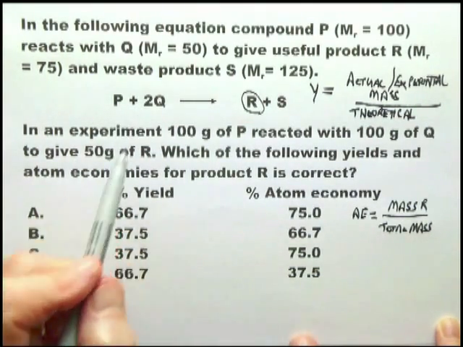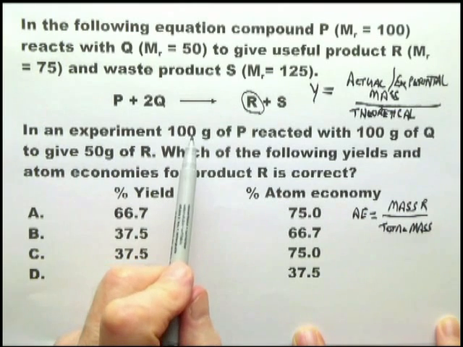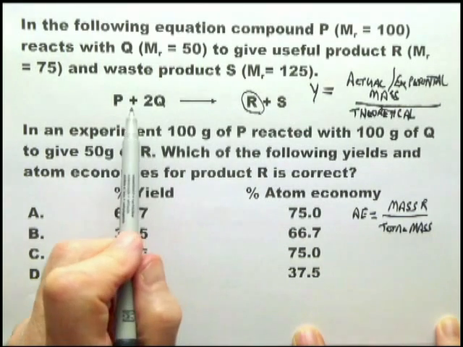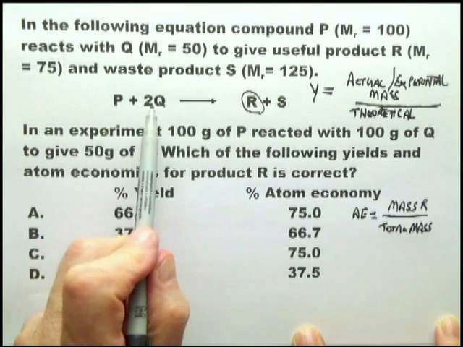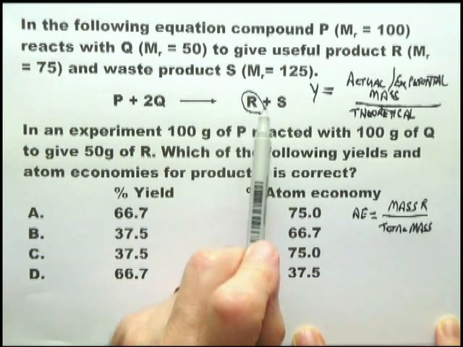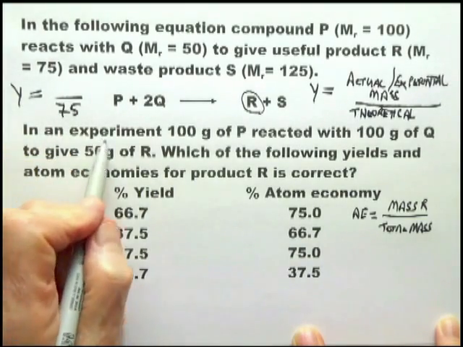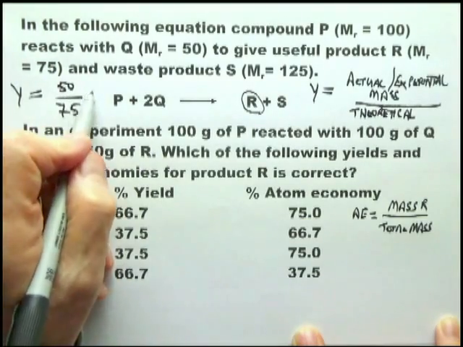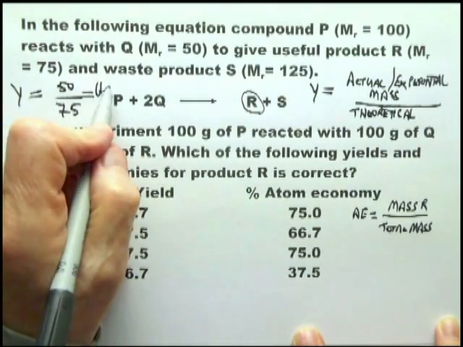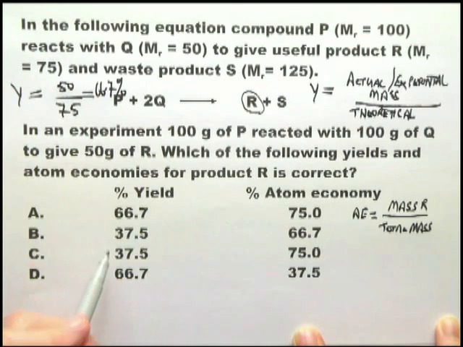So let's look at the yield. We're looking at a yield where 100 grams of P reacts with 100 grams of Q to give 50 grams of R. So the theoretical in this case is 75 of R. So the yield equals 50 over 75, which equals 66.67% or thereabouts. That makes it look as though it's either this one or that one.